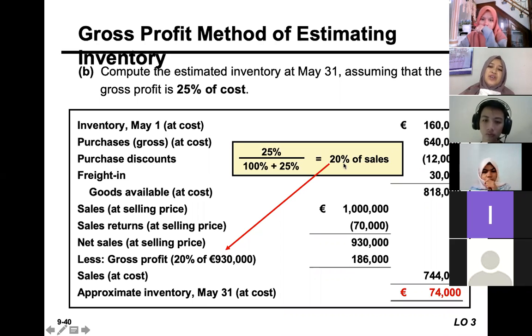Okay, so we need to convert that gross profit on cost to the gross profit on sales. So using the formula, 25% over 100% plus 25%, then we can get the gross profit on sales, which is 20%. Then we can get the gross profit. By that, we can calculate the cost of goods sold of 744,000. So we can then identify the ending inventory of 74,000.